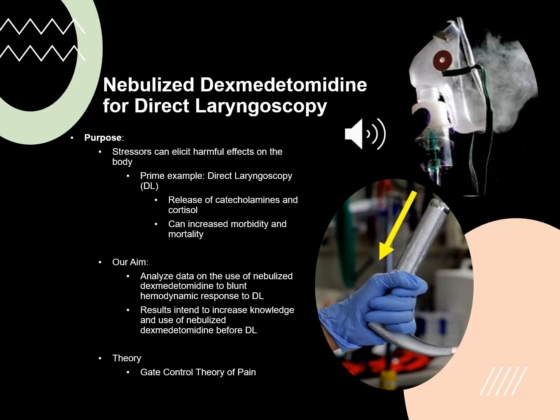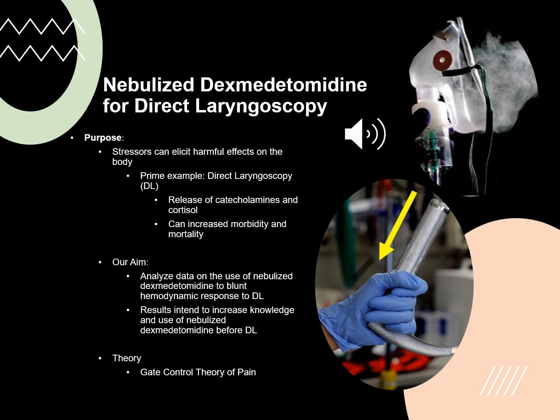Stressors that are prolonged, intense, or repetitive can elicit harmful effects within the body. A prime example is direct laryngoscopy, or DL. DL leads to the release of catecholamines and increases cortisol, causing hypertension, tachycardia, sodium retention, and hyperglycemia. This can increase morbidity and mortality surrounding general anesthesia.